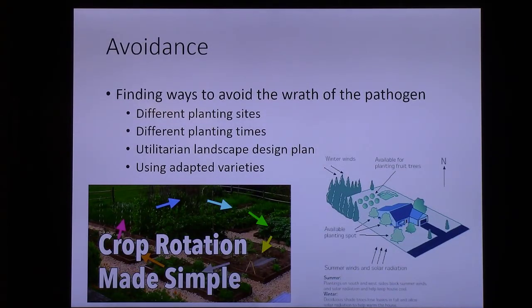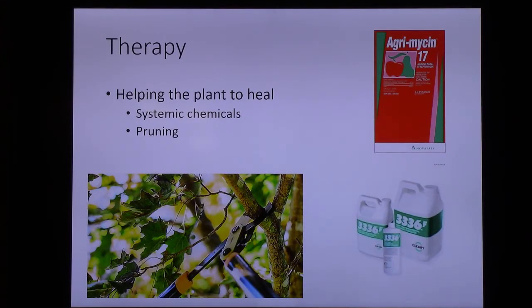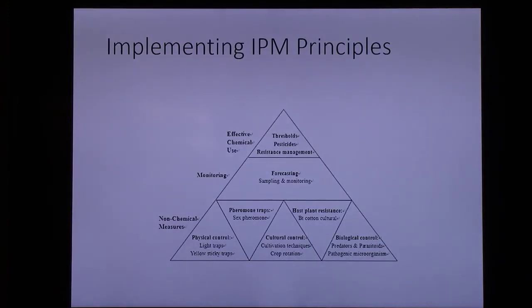Avoidance, we talked about crop rotation. By simply moving where you plant your crops from year to year, you can help avoid the incidence of plant pathogens. And then therapy. Maybe you might use some chemicals in order to reduce or eliminate some of the pathogen problems. It might even require pruning, maybe pruning out an infected branch or an infected limb and getting rid of it. But pruning is considered a therapy way of reducing and eliminating disease. Now, I used the word earlier, Integrated Pest Management, or IPM.